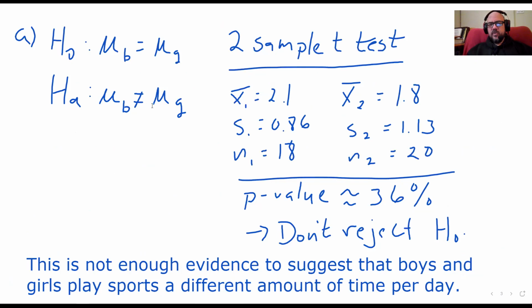Our alternative hypothesis was not equal to, so our result on the hypothesis test will correspond with our result on the confidence interval, which is to say 0 could be in the interval because it's reasonable to think that the difference between boys and girls is 0.